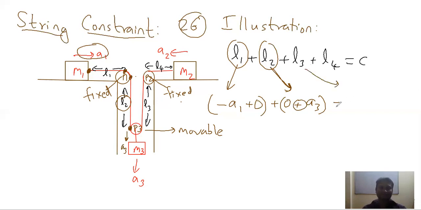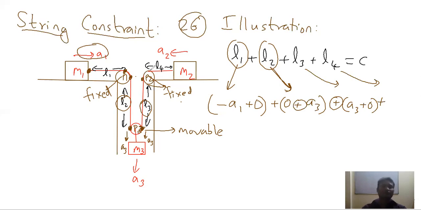Now let us consider section L3. This point is moving down with acceleration A3, leading to an increase in the length of L3. So plus A3 again. Why plus? Because length L3 is increasing due to the acceleration of block M3 and the acceleration of pulley P3 in the downward direction. Finally, this point here for length L3 is fixed, connected to a fixed pulley, so plus 0.